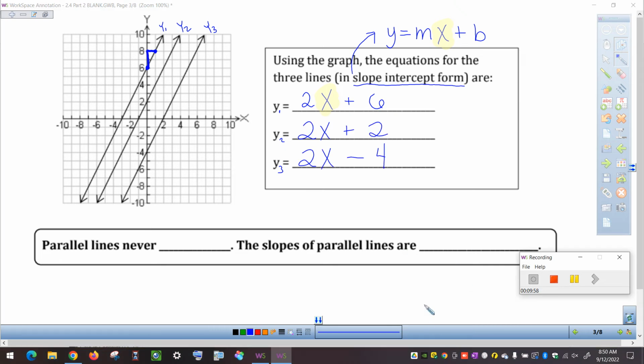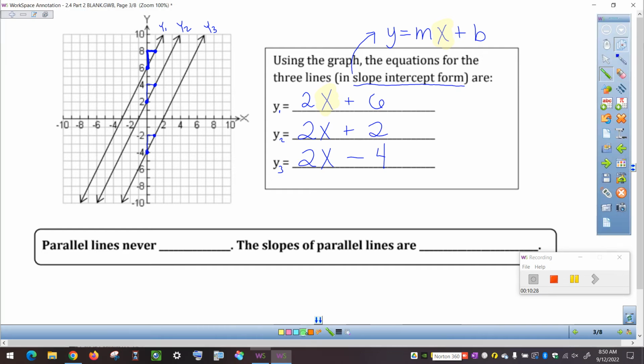All right, so let's double check our equations here. Our second line, notice that this one had a y-intercept of 2, but we see that it actually has the same slope. So going from one point to the next, it's still up 2 over 1. The last one here has a different y-intercept of -4, but when we check the slope, it's still up 2 over 1. So these are our three different equations.